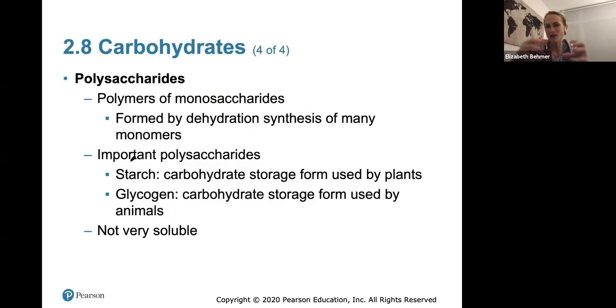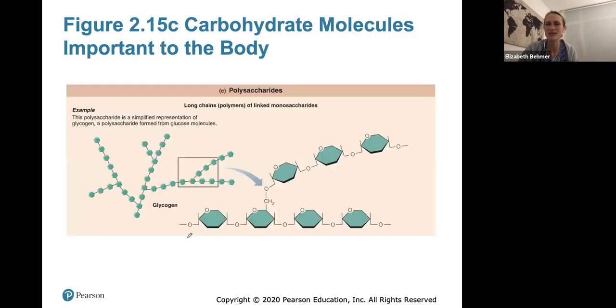And then polysaccharides are just long polymers of monosaccharides. Some important polysaccharides are starch, which is the carbohydrate storage form used by plants, and glycogen, which is the carbohydrate storage form used by animals. And glycogen in animals like us is stored in our liver. They are not very soluble, which means they don't dissolve easily.